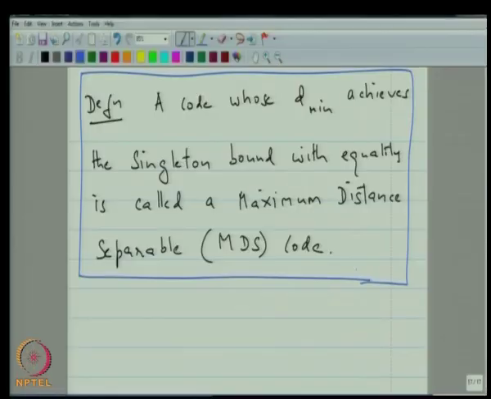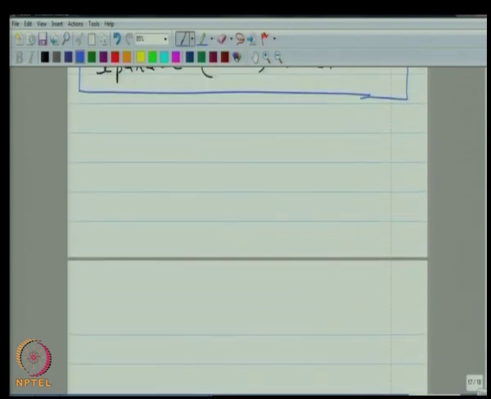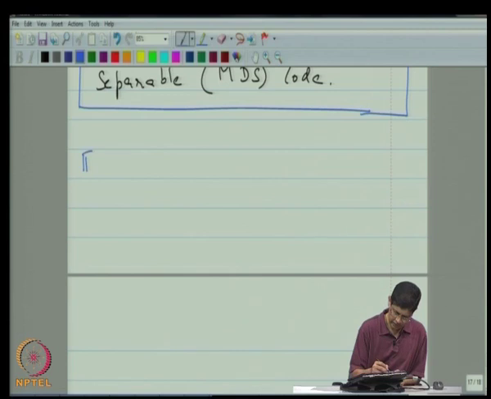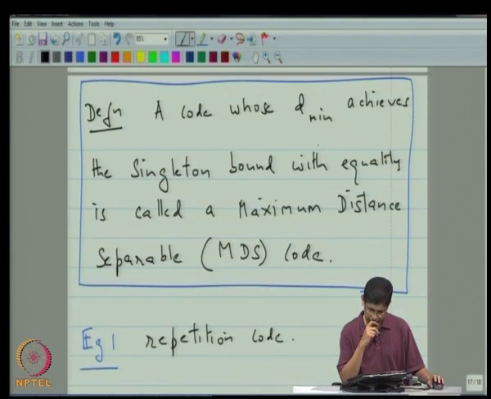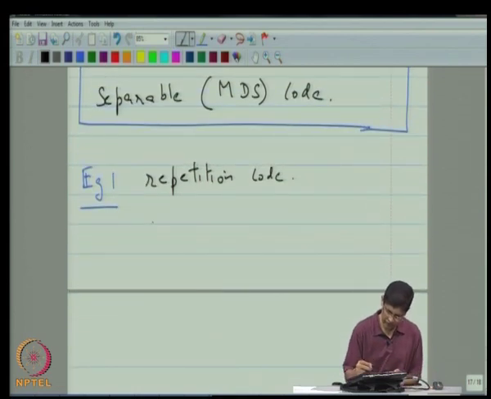So let us go ahead and see how it is that the repetition and the single parity check code meet the bound with equality. Example 1. We will take the repetition code. In general, this is, let us say, the general repetition code.